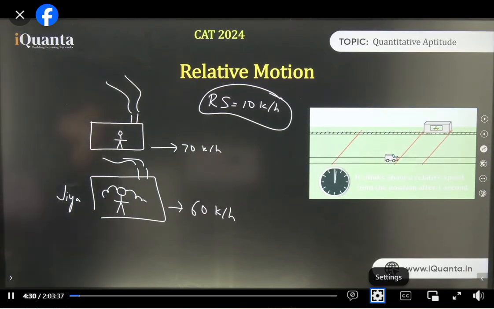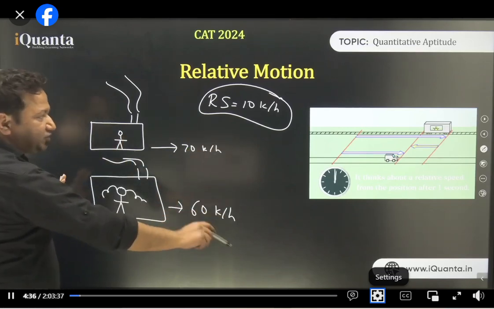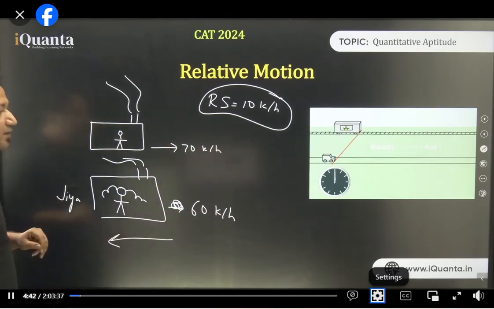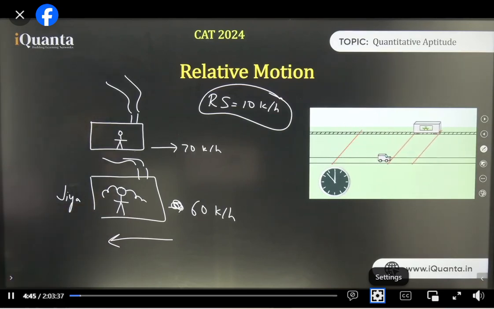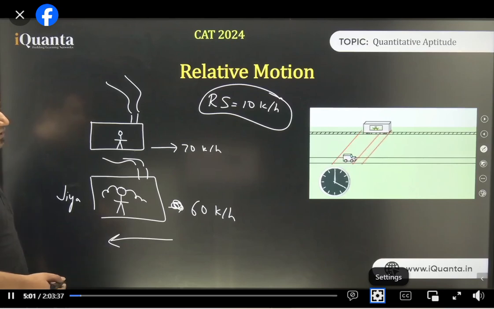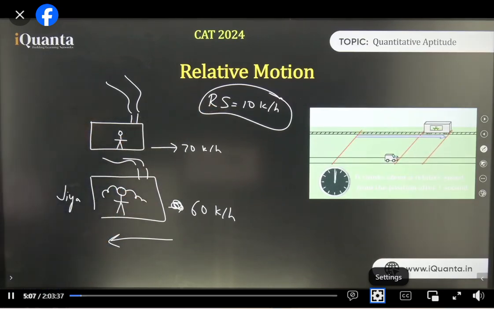I'm repeating, I am moving 70 and Gia is moving with 60 km per hour, so my speed is 10 for her. But if she is moving in the opposite direction, then what is going to happen? If she is moving in opposite direction, the speed will be 130, exactly, 70 plus 60, because I am moving 70 forward and she's moving 60 backwards. So every hour we'll be 130 kilometers apart.